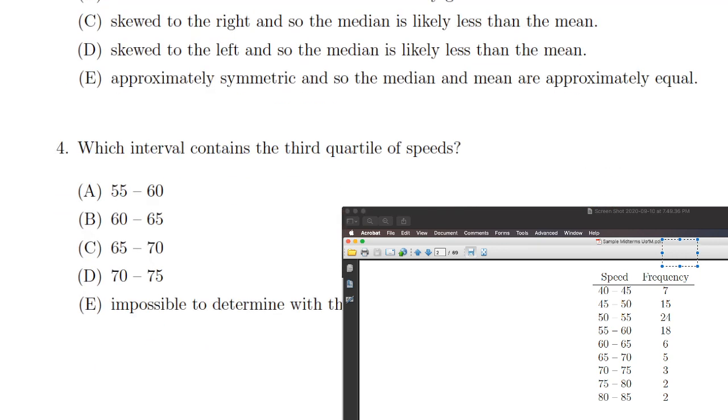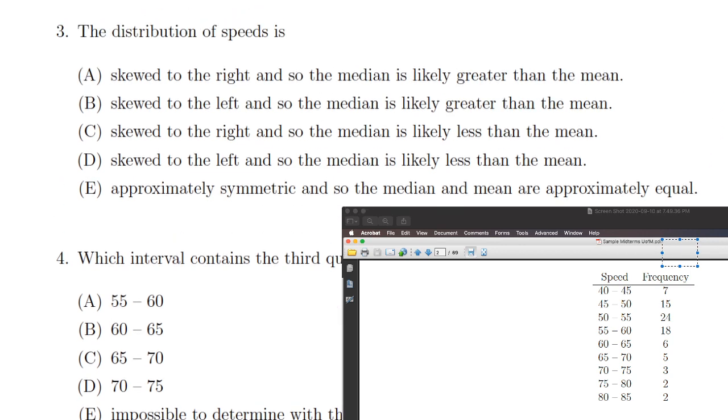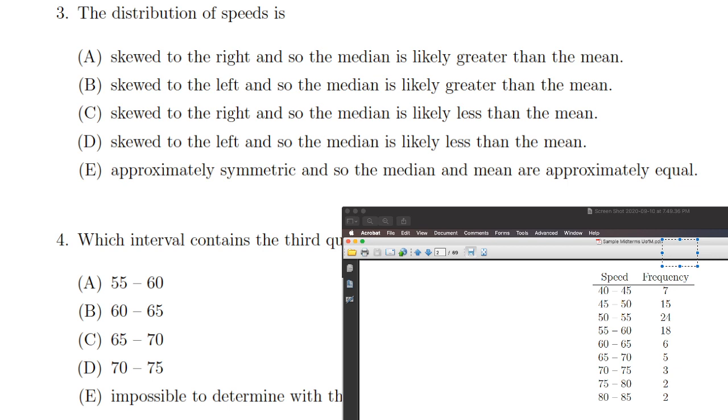Okay, so that's your frequency distribution, and those are your questions, are the options, which you can't see. I'll put them down. Okay, so based on that frequency distribution, how do you answer that question?